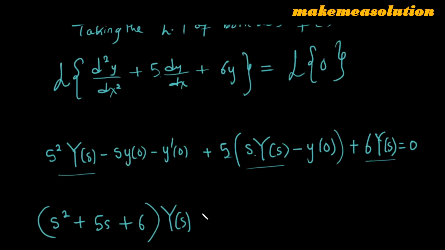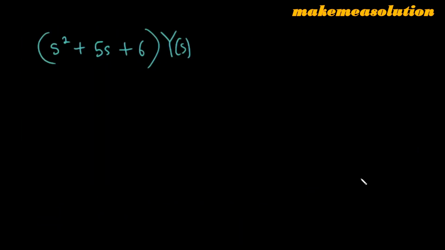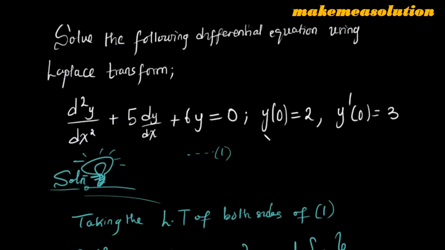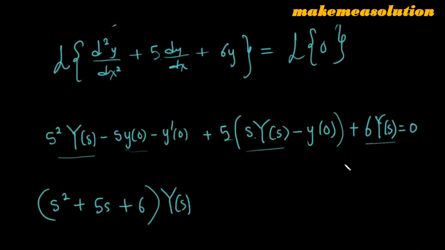Next one is, remember your initial conditions, y of 0 and y prime of 0. So our y of 0 is 2 and our y prime of 0 is 3. That is the initial displacement and the initial velocity. Anytime you have a second order differential equation, the initial conditions must be displacement and velocity.